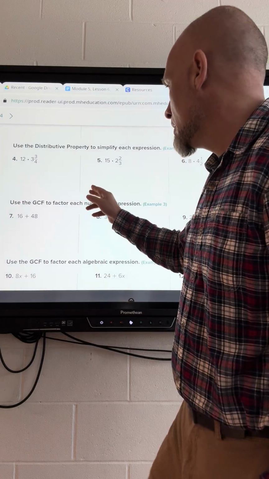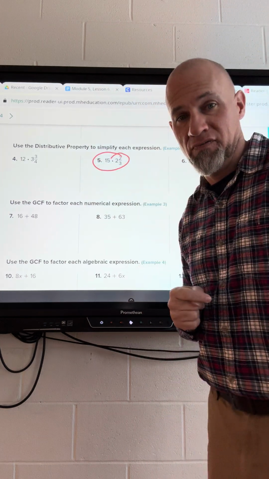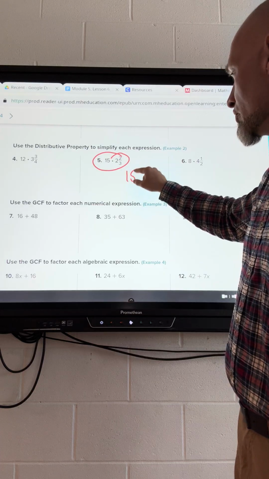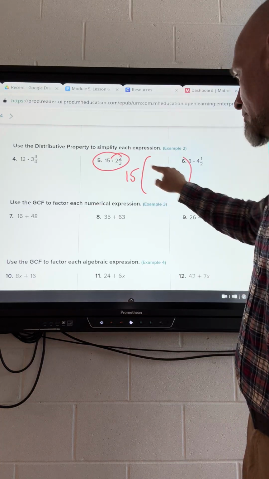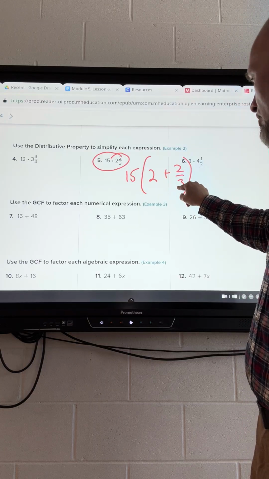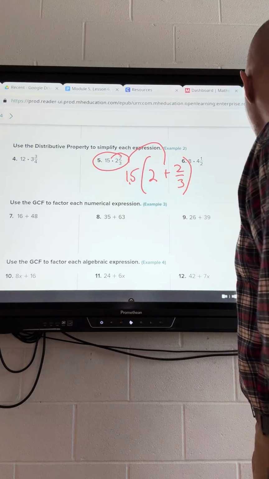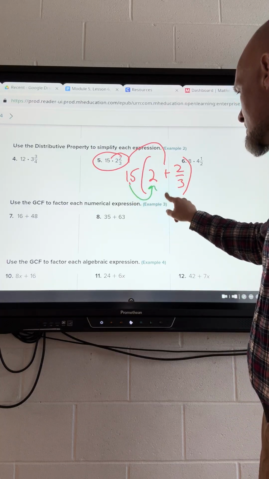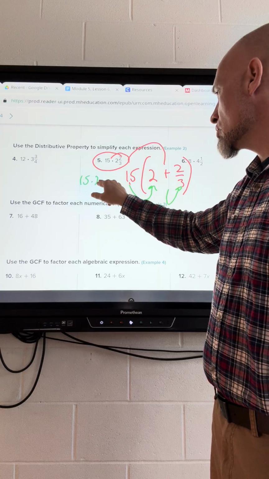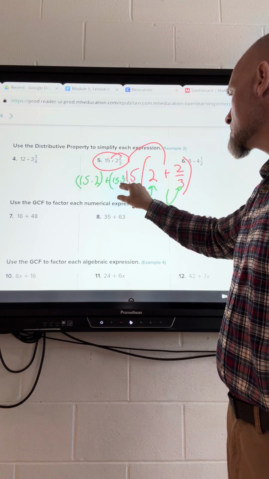So remember, we did this one in class today, 15 times 2 2/3. It's taking the 15 and then you're multiplying it by that mixed number being broken up into 2 addends. So you're taking 2 and 2/3 and breaking it up into 2 plus 2/3. And then you're going to distribute the 15 to both pieces. So now you have 15 times 2 plus 15 times 2/3.